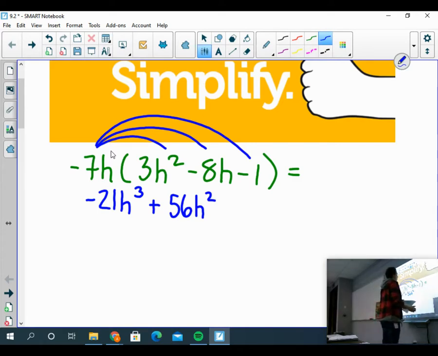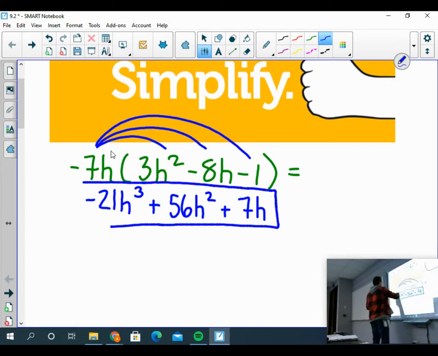Negative 7h times negative 1 gives me positive 7h. And this will be my answer. Negative 21h cubed plus 56h squared plus 7h. And that's how we simplify polynomials, monomials, binomials, trinomials when they are multiplied together. Same distribution process we've been doing in the past. It just gets a little more complicated and we have to utilize our exponent rules.